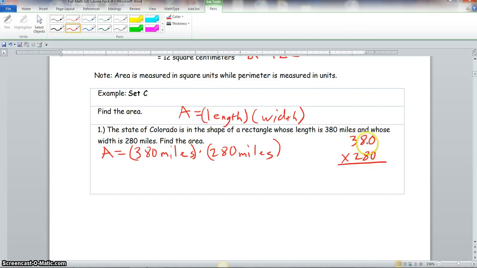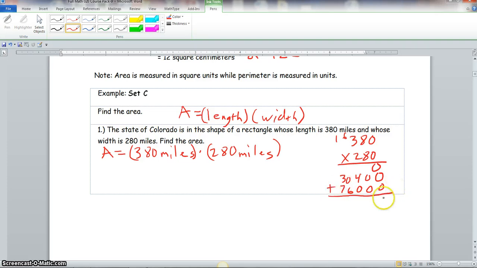Now, what we could do is this here. We have 0, because 0 times 380 is 0. We put a 0 here, notating we're starting in the tens place. So 8 times 0 is 0. 8 times 8 is 64. Carry your 6. 8 times 3 is 24, plus 6 is 30. Now we add 2 zeros here. 2 times 0 is 0. 2 times 8 is 16. Carry your 1. 2 times 3 is 6, plus 1 is 7.